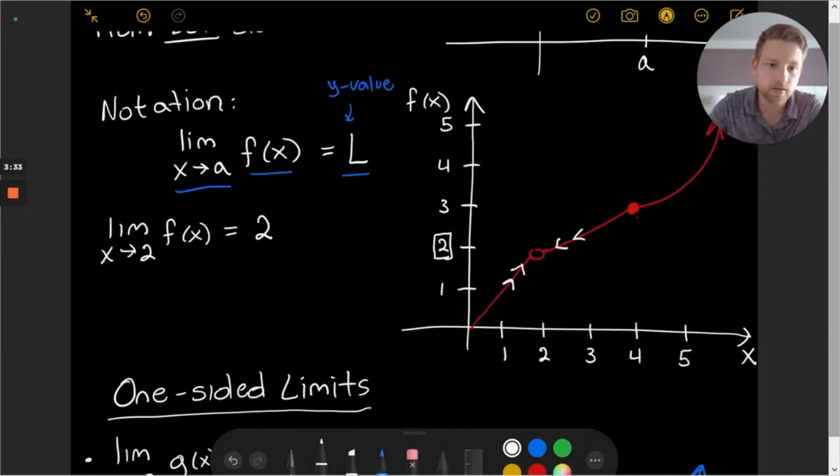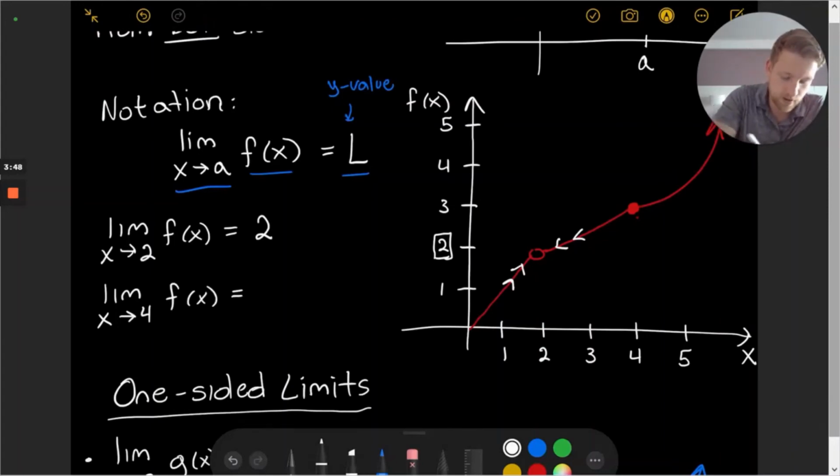The second limit that we could take is the limit as x goes to 4 of the f of x function. Notice that this is a defined point on our graph. As x approaches 4 from both sides, notice that we are approaching this functional value y equals 3. So we can say that the limit as x goes to 4 is going to be equal to 3.